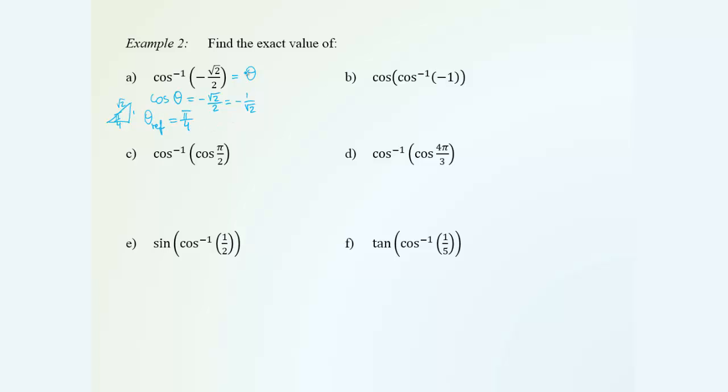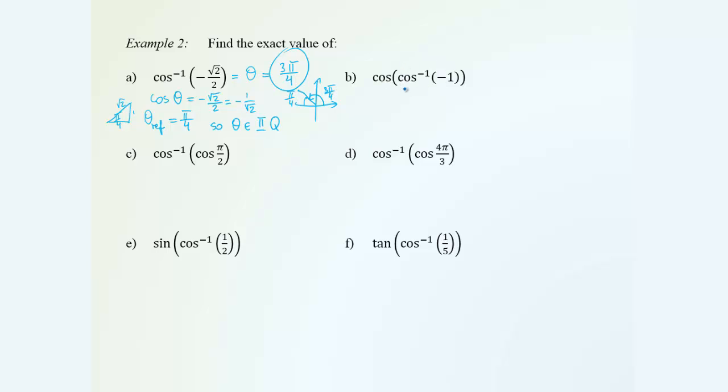But we need to move this angle to the quadrant that is, first of all, in the restricted domain of cosine, and secondly, the cosine by itself is negative in that quadrant. So theta is in the second quadrant, because the second quadrant is negative. Therefore, theta is actually equal to 3 pi quarter. If we move pi quarter to the second quadrant, this angle is 3 pi quarter. So this is the final answer.